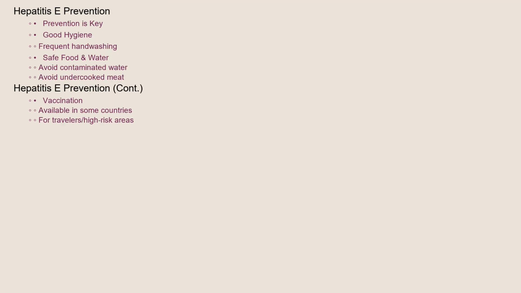Prevention is key in controlling the spread of hepatitis E. This includes practicing good hygiene, such as frequent hand washing with soap and water, especially after using the restroom and before preparing food. Avoiding the consumption of contaminated water and undercooked meat, especially in endemic areas, is also crucial. A hepatitis E vaccine is available in some countries, and its use can significantly reduce the risk of infection, especially for travelers and individuals living in high-risk areas.